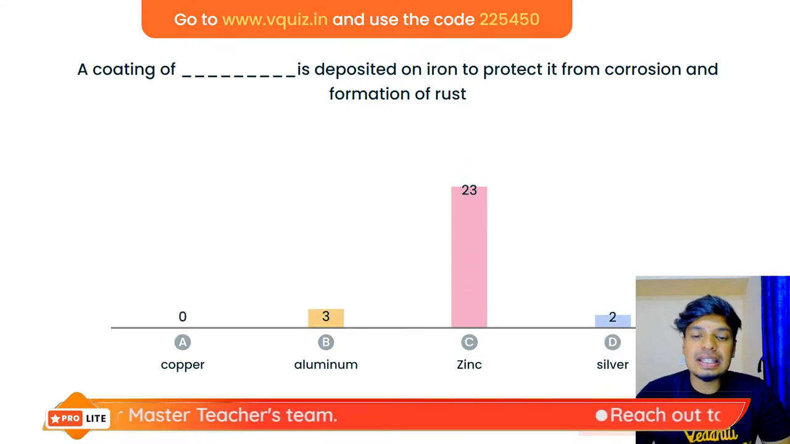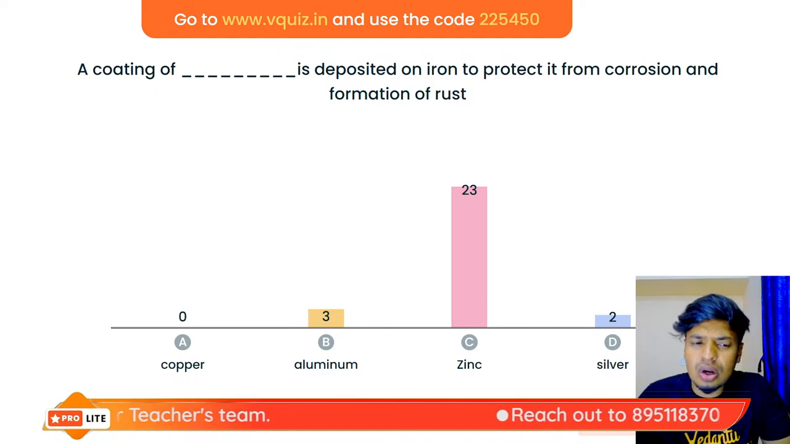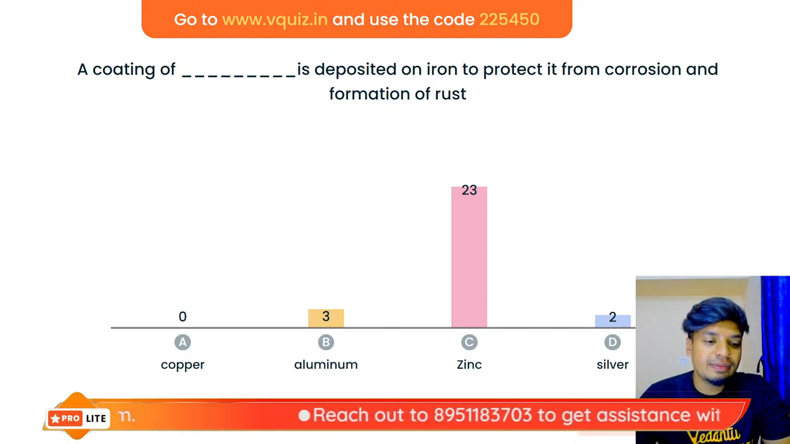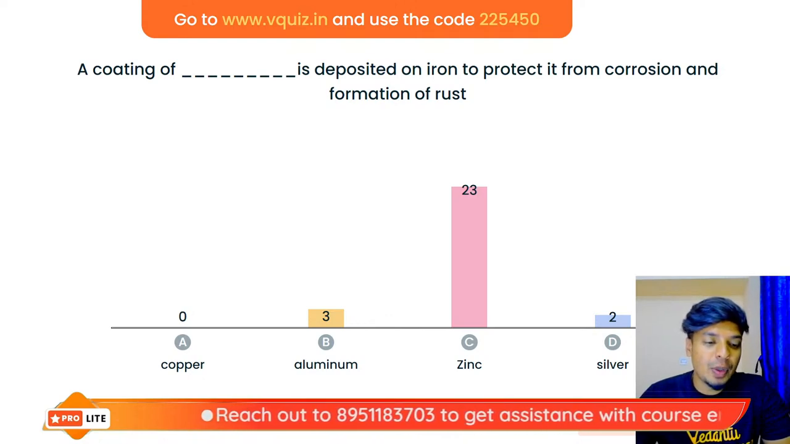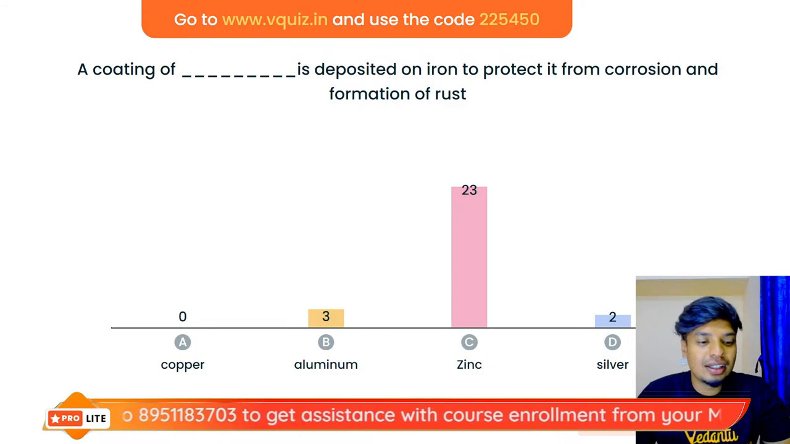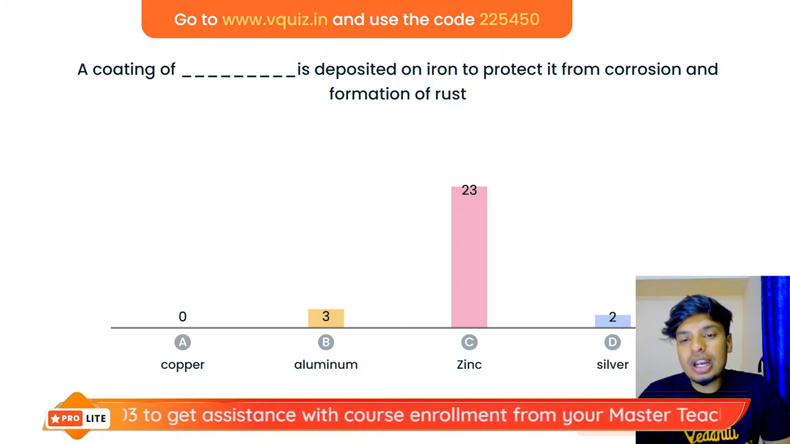Time up. It is zinc, guys. And what is that process called? What is that process of coating zinc over iron called? Quick, come on. What is it called? The process is called galvanization. Very good, Minji.